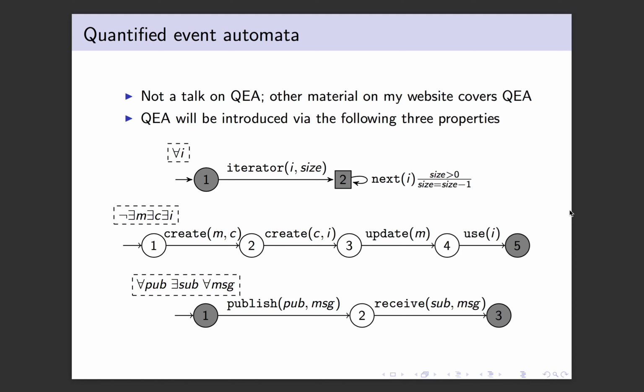Now, this isn't a talk about QEA, and there are other materials online and available in published work which cover QEA in more detail. I'm going to be talking about these three properties, relatively simple properties, written as QEAs. I'll explain them further when we come to look at how they're defined in the MarQ tool. The first two are to do with iterators, and the third one is to do with publishers and subscribers, and just shows off a complex quantification you can have in QEA.